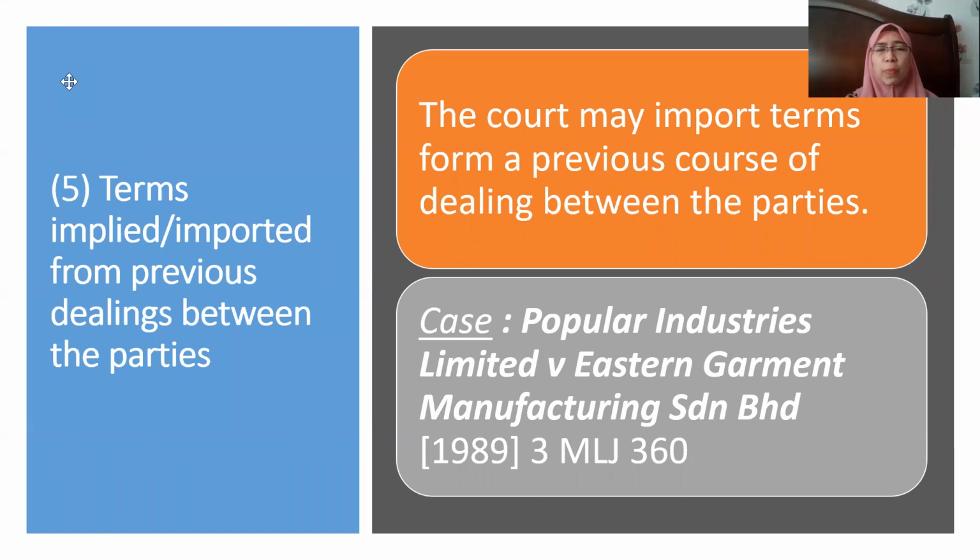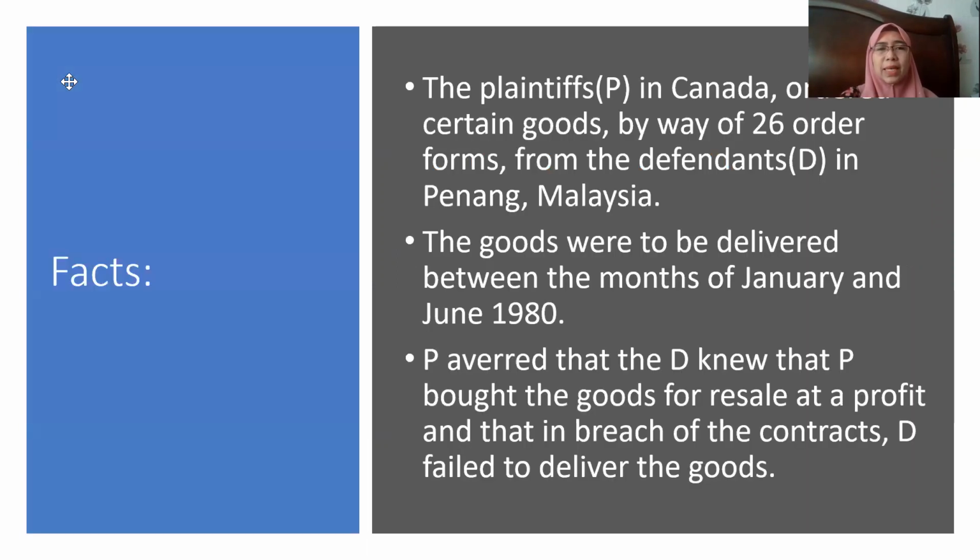For example, the case of Popular Industries Limited and Eastern Garment Manufacturing Sdn Bhd, 1989. This is our local case. So let's go to the facts. Actually, you're going to discuss this case again in your Contract 2 later when you discuss damages.